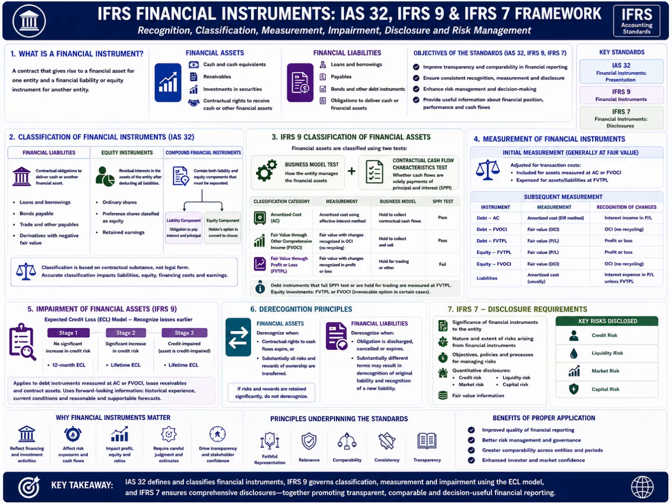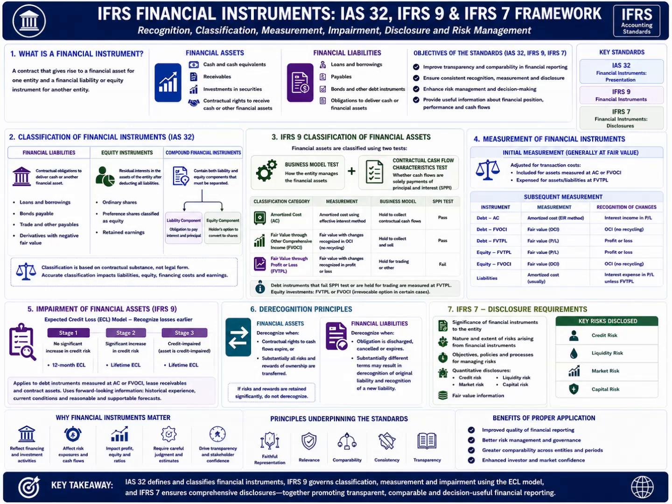Transactions such as securitizations, factoring arrangements, refinancing, and debt restructuring require careful assessment of derecognition conditions to ensure compliance with IFRS accounting standards and faithful representation of economic substance. Hedge accounting under IFRS 9 allows entities to align accounting treatment with risk management activities by reducing mismatches between hedging instruments and hedged items. Hedge accounting can only be applied when formal documentation exists. The hedging relationship is expected to be highly effective, and effectiveness can be measured reliably.